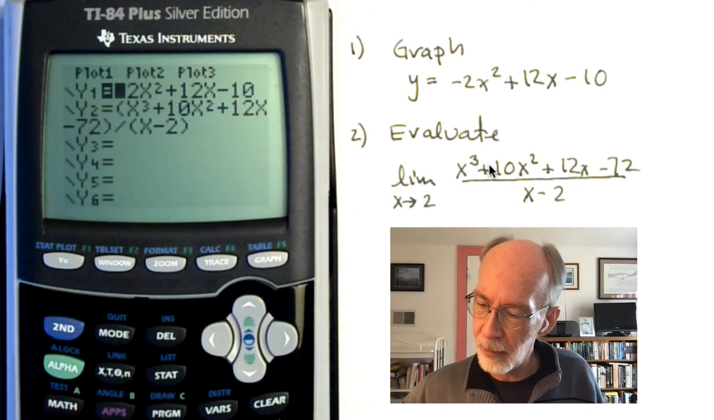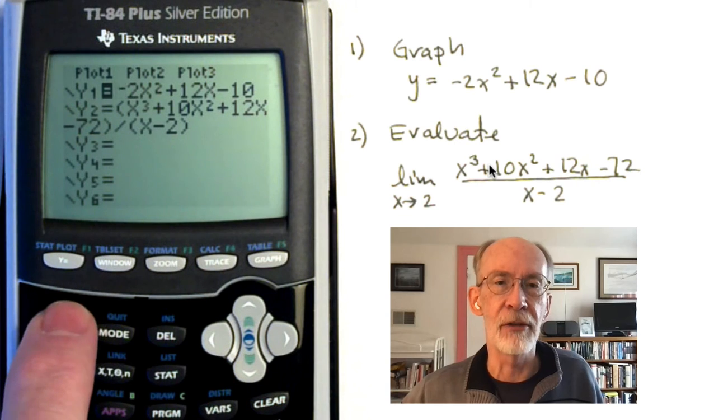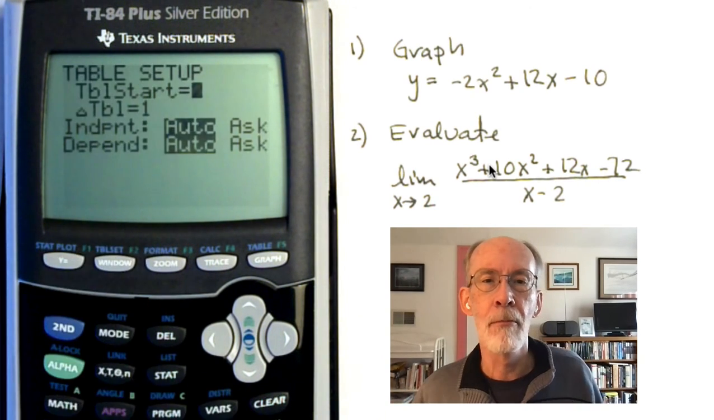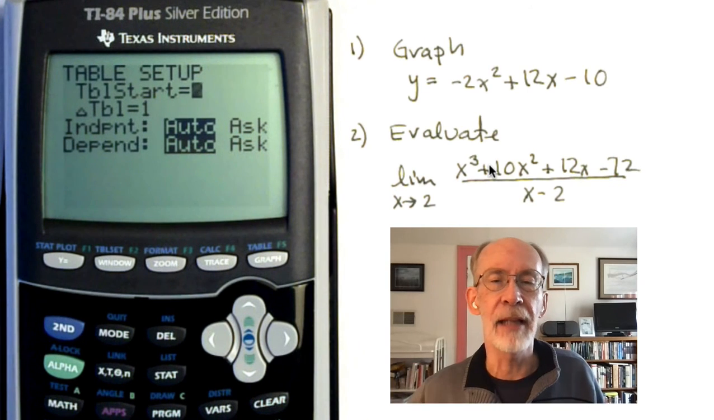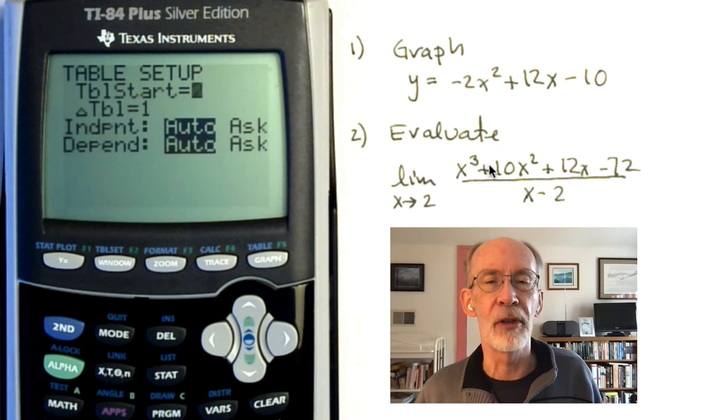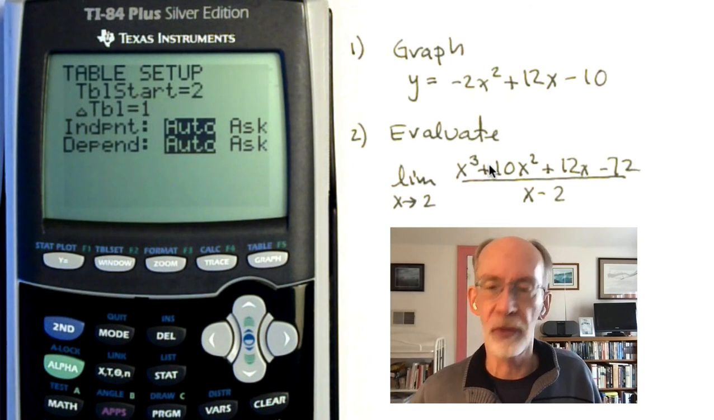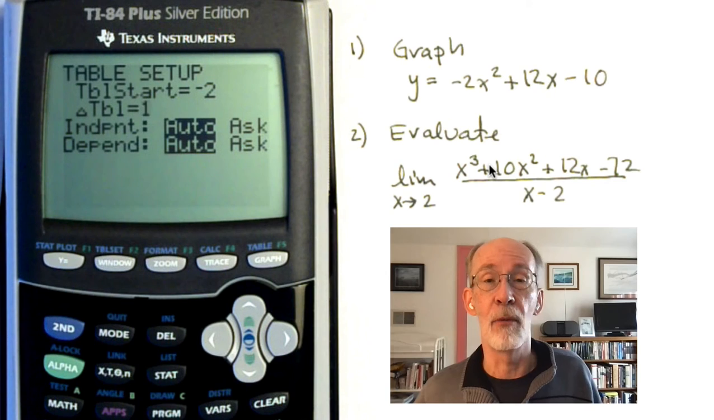The way you begin that process after entering the function itself is to go to this thing called table set, which is second window. And if you want to just make a table of values that begins at a certain place and increments by a certain amount, this is where you do that. So let's say we wanted to start by plugging in an x of negative 2. And let's say we wanted to go up by 1 each time. So basically we're plugging in integers starting with negative 2 and then increasing thereafter.